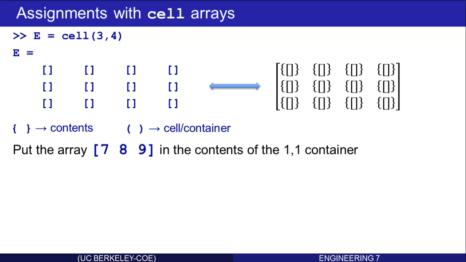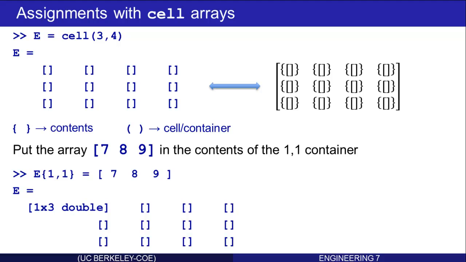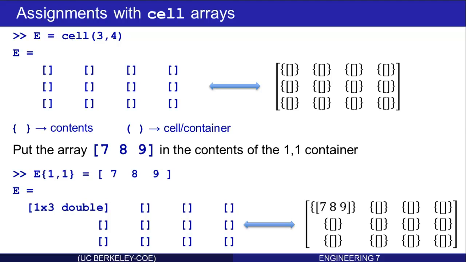Think about the task of putting the array 789 in the contents of the 1,1 container of E. Here's one way to do that. The left-hand side indicates a contents assignment in the 1,1 cell, and the value of that should be the array 789. This produces the result as we desired.